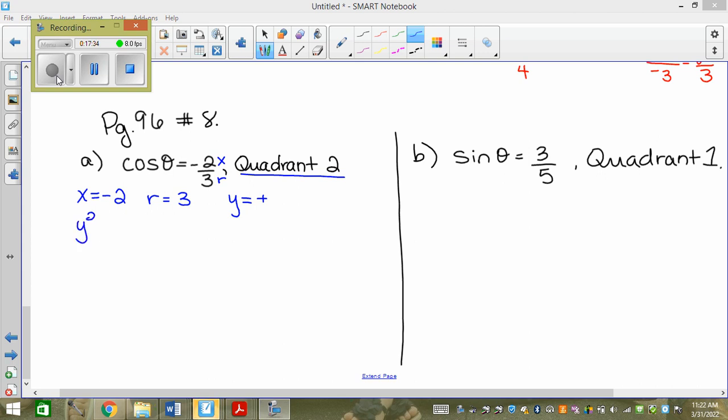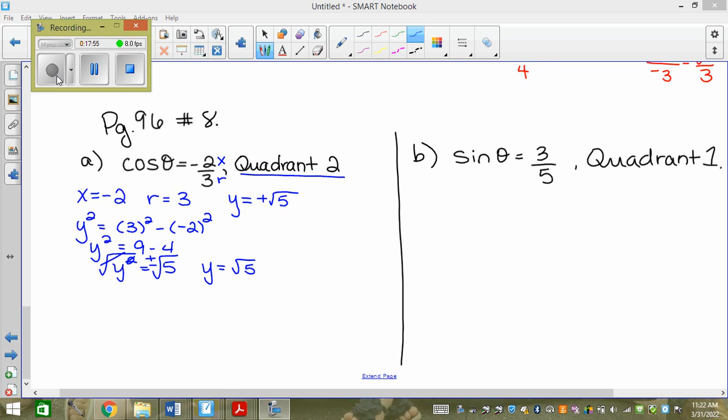So I go y squared equals r squared minus x squared. Y squared equals 9 minus 4. So y squared equals 5. And then we get plus or minus root 5. But because it's in quadrant 2, we've already discussed this, y is going to be positive root 5.